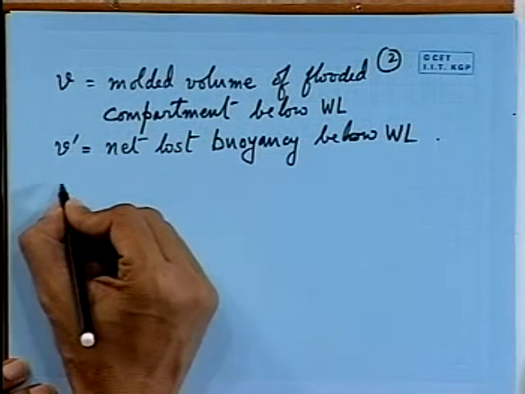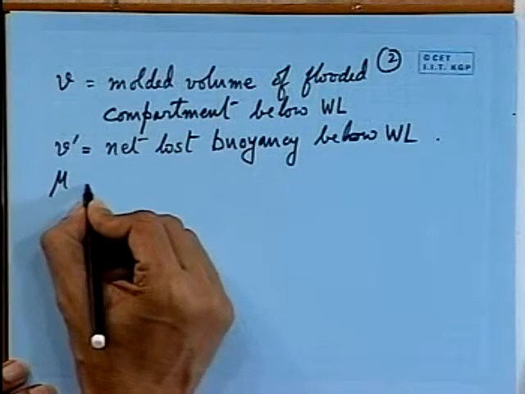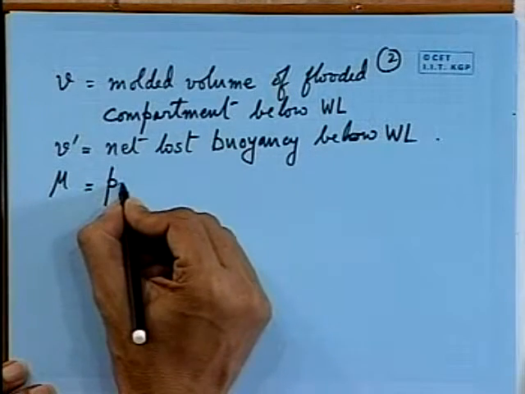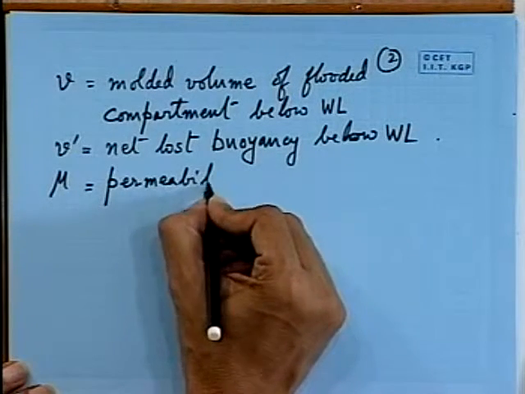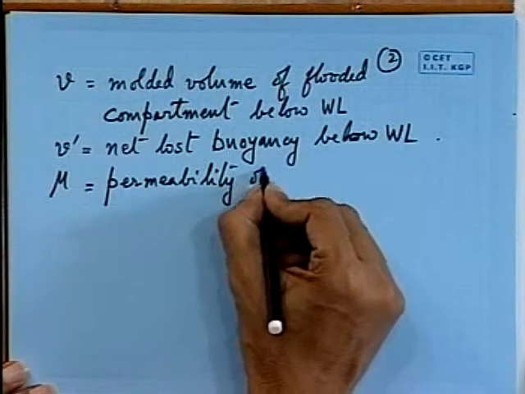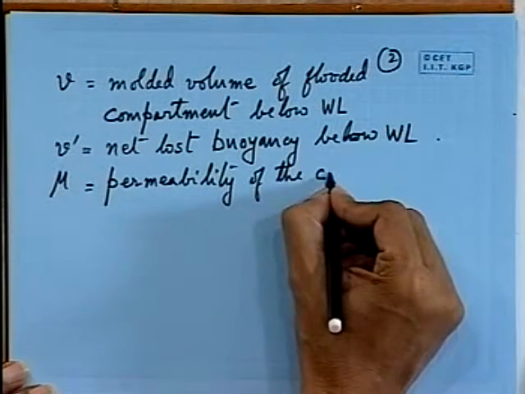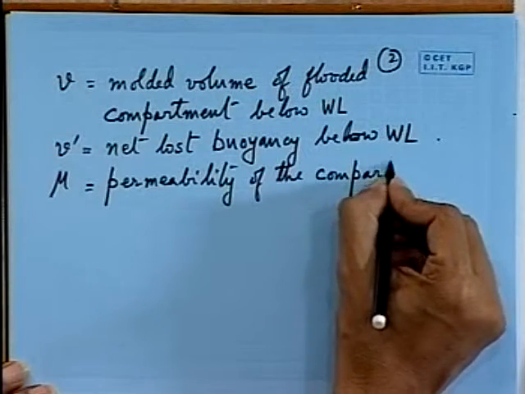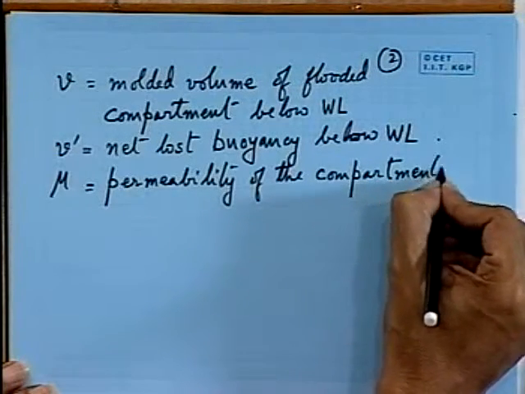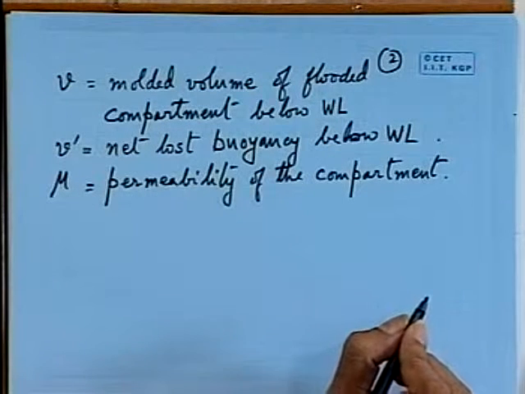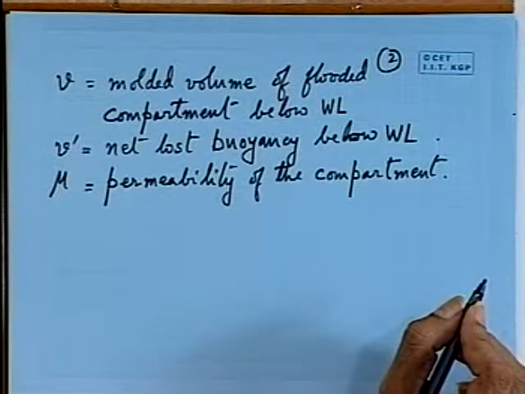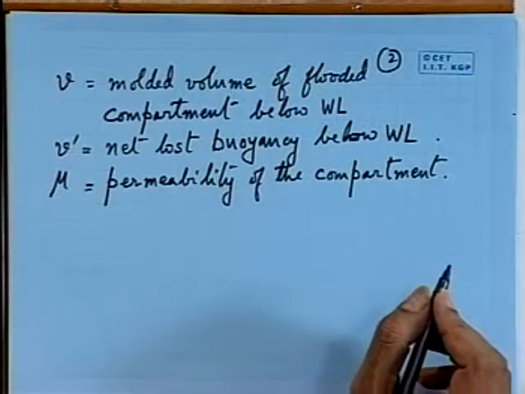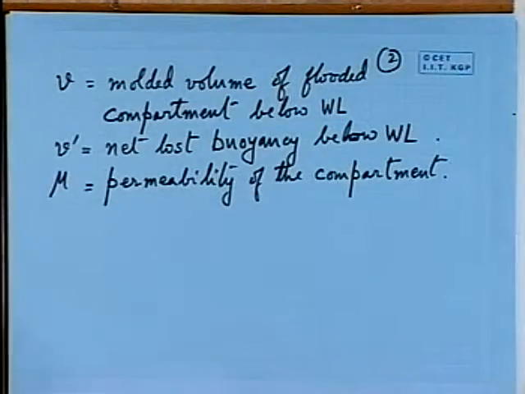Another thing that is important is the permeability of the compartment. Permeability is the volume of the compartment which can be occupied by flood water divided by the total volume. So that is the permeability. Different compartments have different permeabilities according to the type of cargo and the nature of the space.